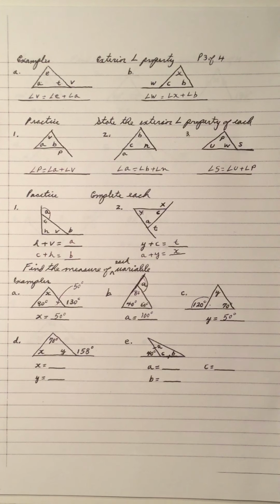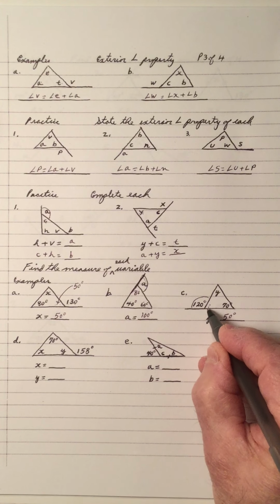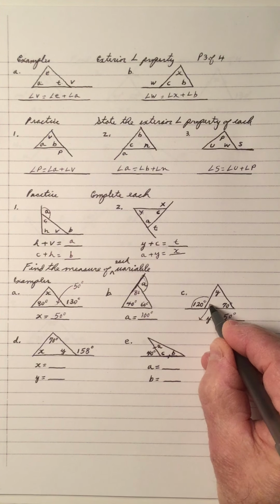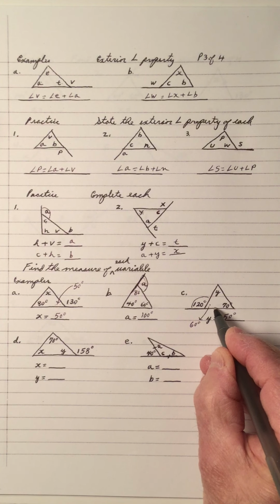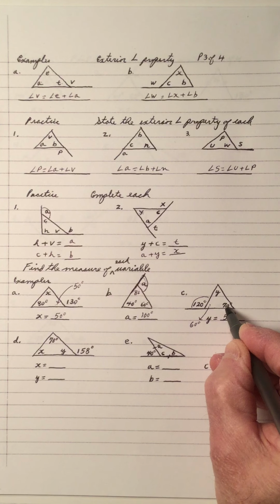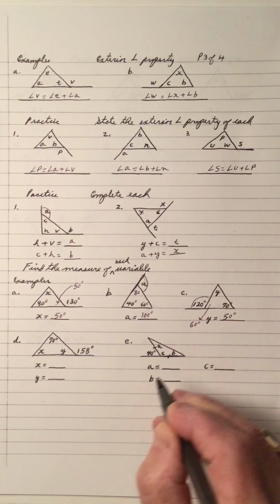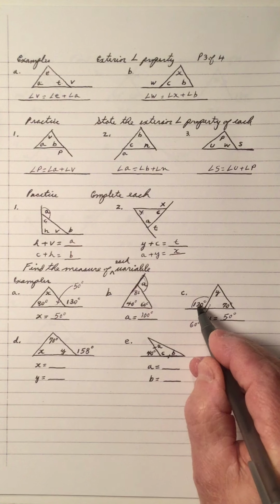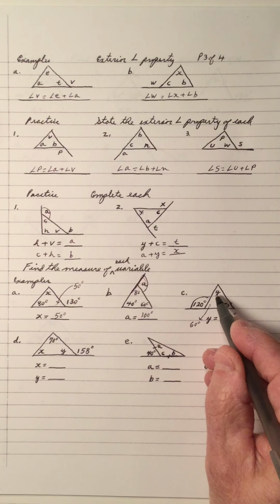But I have to go further. There's another way: what's this angle? Well, that angle is 60, because it's 180 here. 60 and 70 is 130. So 130 plus what gives me 180? The answer is 50. But it's faster by exterior angle equals the sum of the two interior remote angles.